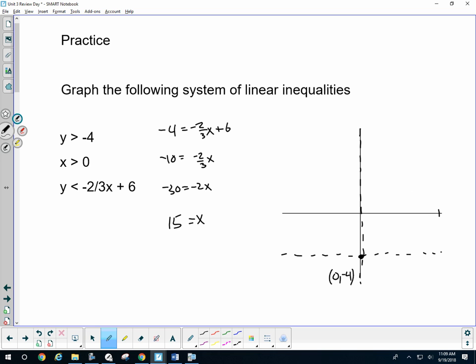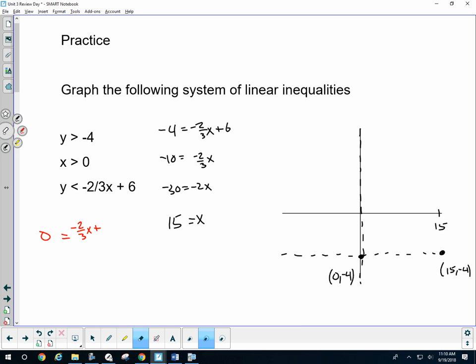So all the way over here at 15, this line will intersect with y is greater than -4. So I'll have 15, -4 as my intersection. Okay? And then the other intersection is with x is equal to 0. Now in this situation, I'm not going to set -2/3 x plus 6 equal to 0.